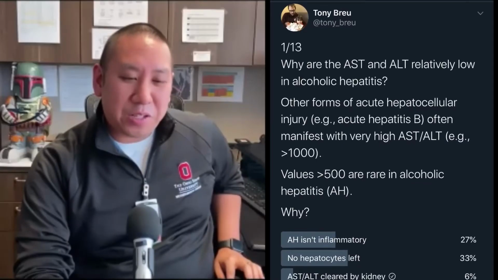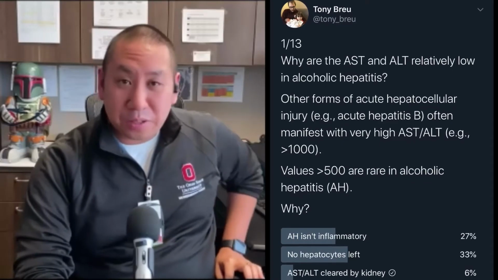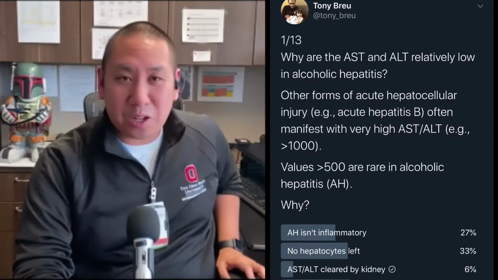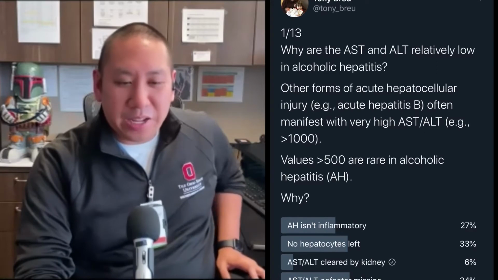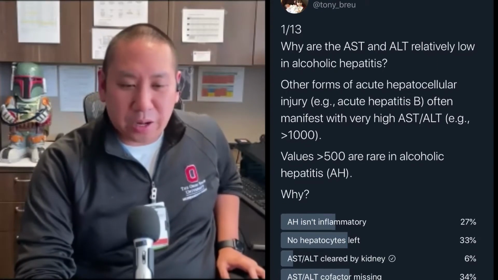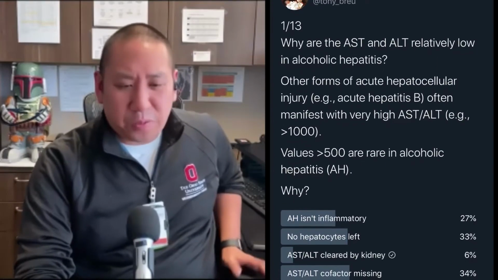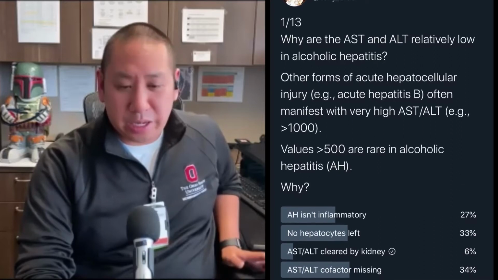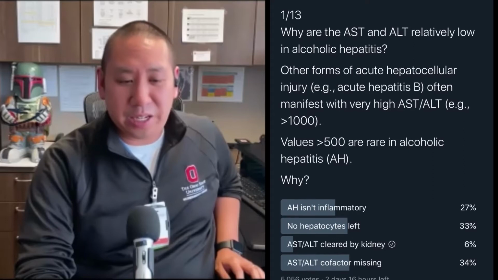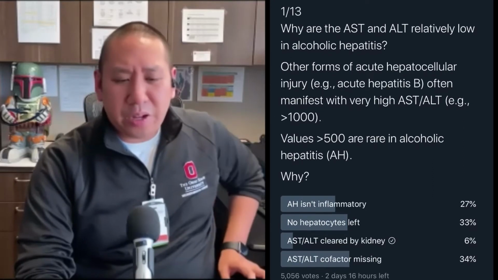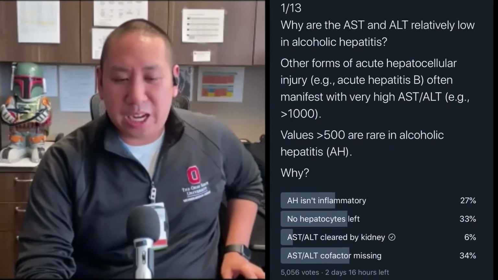You probably heard from this guy before. So this is from Dr. Tony Breu, and you can see here this tweet that I have. So I'll start off with a question because it's always about the how with Dr. Breu here. Why are AST and ALT relatively low in alcoholic hepatitis? Other forms of acute hepatocellular injury, e.g. acute hepatitis B, often manifest with very high AST-ALT, greater than 1,000. Values greater than 500 are rare in alcoholic hepatitis.